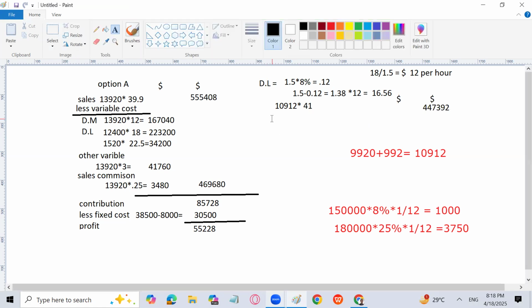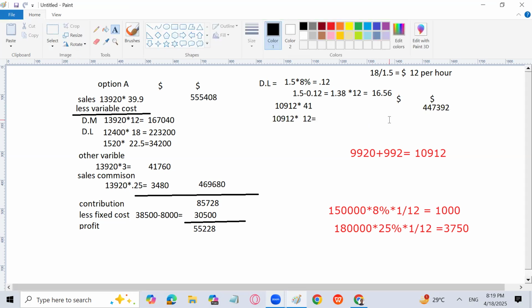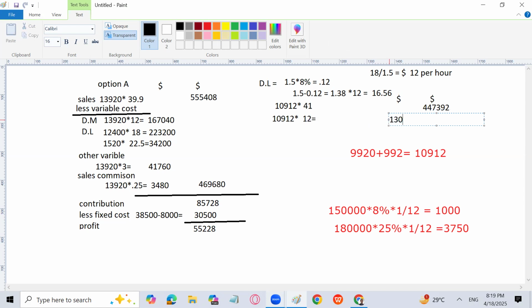So direct material is going to be 10. There is no change in direct material. So 10,912 multiplied by 12. That is the cost of direct material, sorry. 130,944. Direct labor is going to be 10,912 units, but the direct labor cost per unit is not 18 for some units and 22.5 for other units. Rather, it is a single rate, 16.56, because the rate per hour is the same. Only the hours consumed per unit have gone down. So the amount is 180,703.